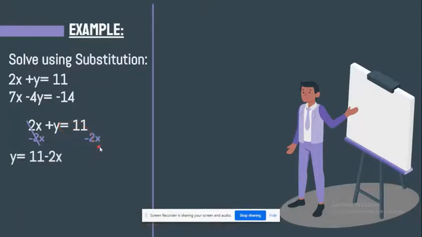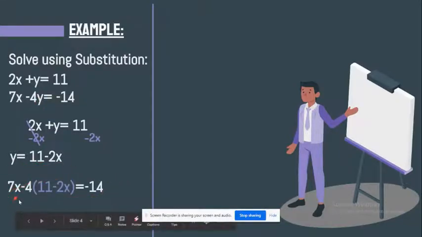This one right here. The next step is to take that value of y and plug it back into the other equation, which is here. So it's going to look like this: 7x minus 4 times (11 minus 2x) equals negative 14. Before you get confused, all I did is plug that expression in for y.